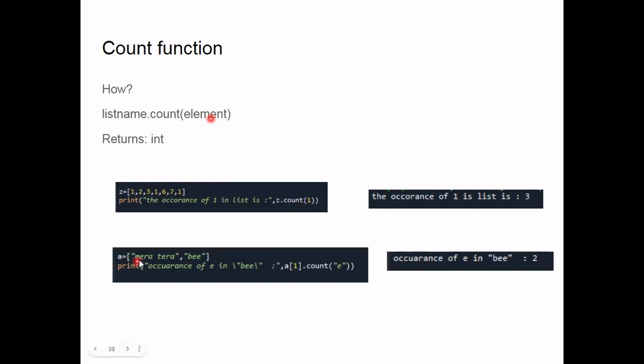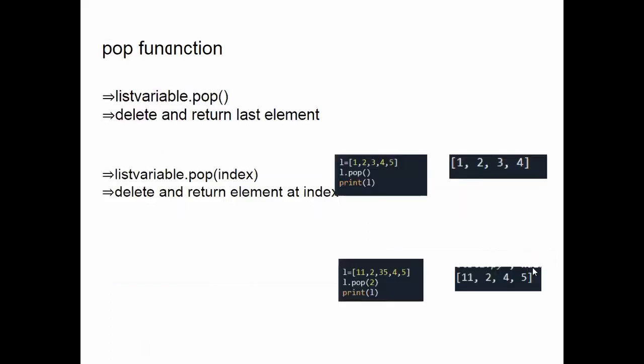Now I want to count the number of occurrences of E in B. So this is your first string and this is your second string. The second string is A of I. In A of I, how many E's are present? So your list name dot count and which element you want to count. So E has appeared twice.